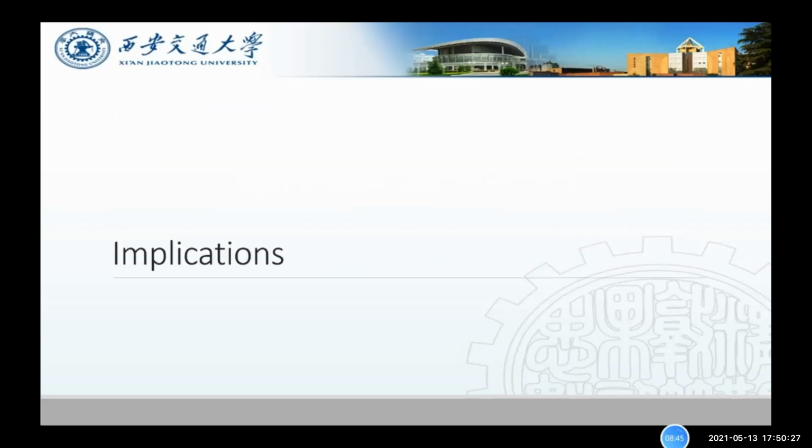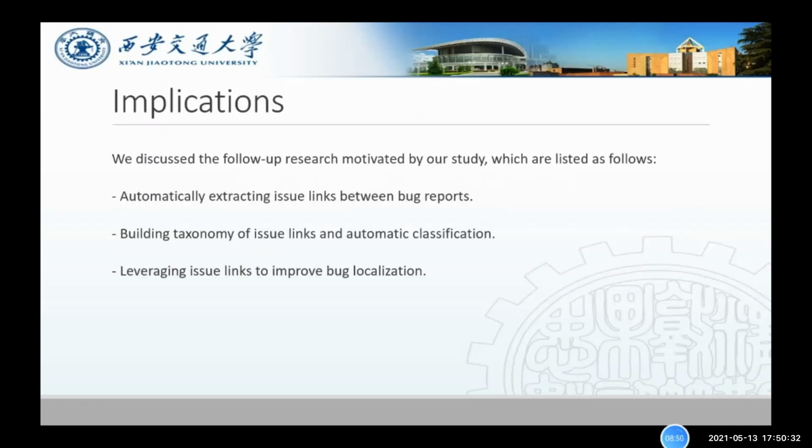And finally, some implications are given. We discussed the follow-up research motivated by our study. First, automatically extracting issue links between bug reports. Second, building a taxonomy of issue links and automatic classification. And third, leveraging issue links to improve bug localization.